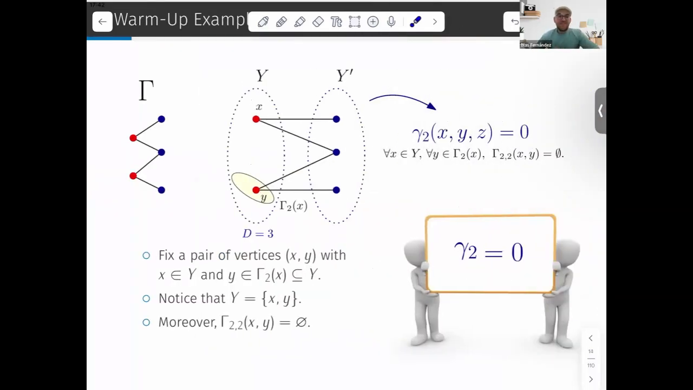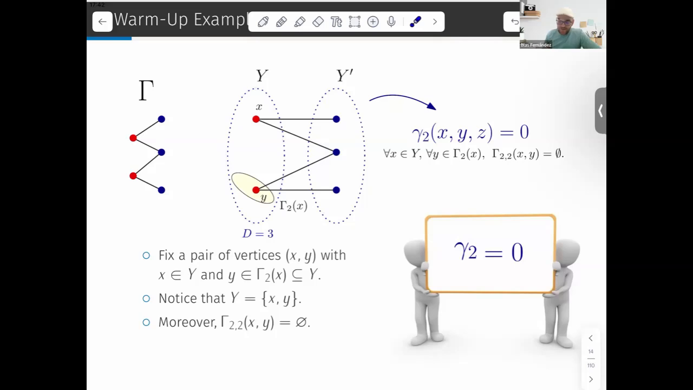Okay, so first let's consider a very basic example. For instance, let's consider this path. This is an example of a bipartite graph. Every red vertex here has eccentricity d equal to 3. And the eccentricities of the blue vertices are not the same. So to consider our property of 2-Y-homogeneity, we need to consider this partition Y, because the vertices here don't have the same eccentricity.